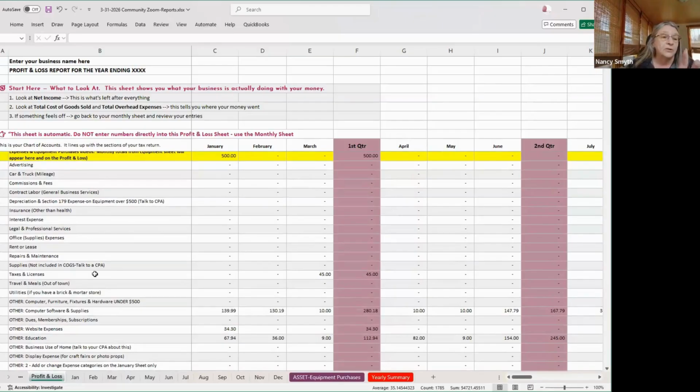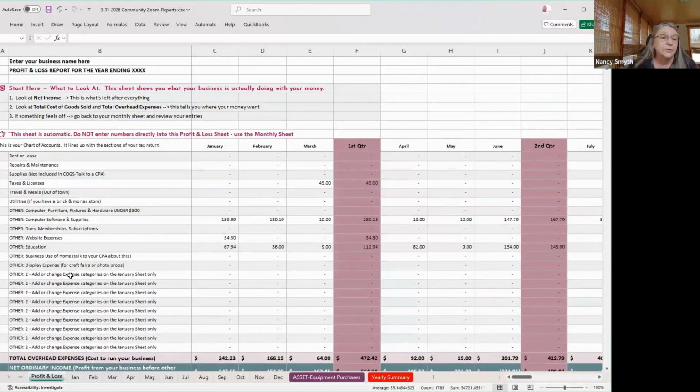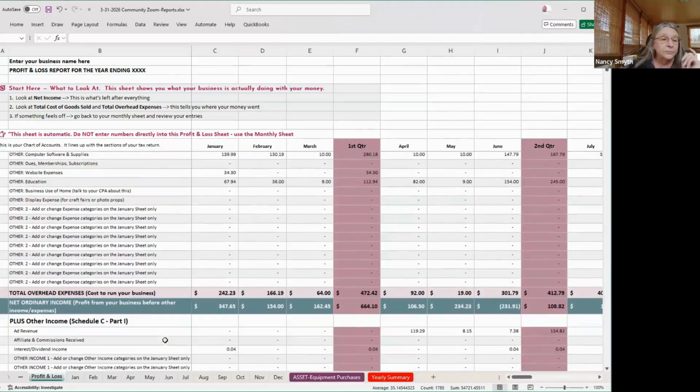Because I tried to be pretty descriptive. You can change these account names. You can add other account names, okay? And you want to do that in the January sheet, and then it populates all the other sheets automatically.